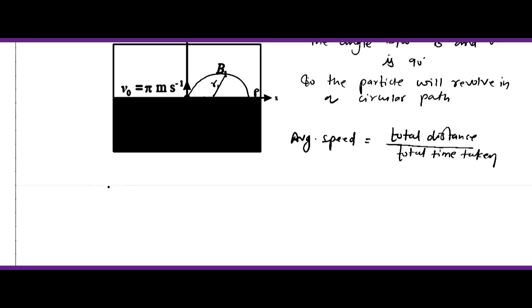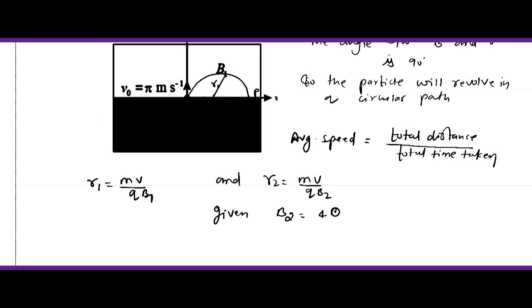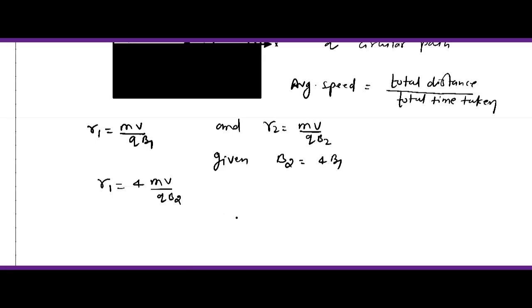First of all, we will calculate R1 and R2. We know that in magnetic field, R1 is given by mv upon qB1, and R2 will be given by R2 equals to mv upon qB2, and it is given that B2 equals to 4 times of B1. So by putting B1 equals to B2 by 4, R1 will be equal to 4 times of mv upon qB2. So from here, relation between R1 and R2 will be R1 equals to 4 times of R2. Let's say this is relation number 1.